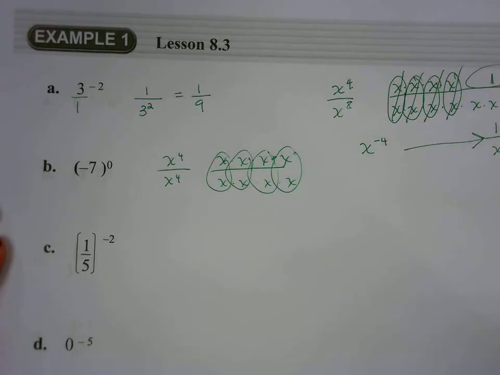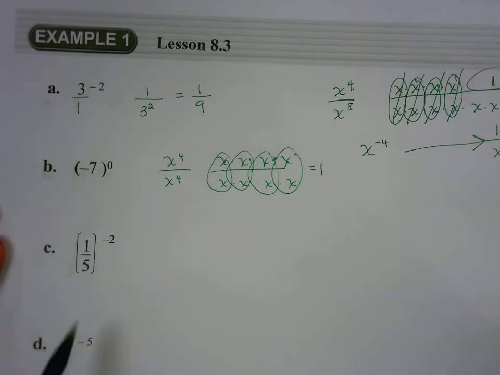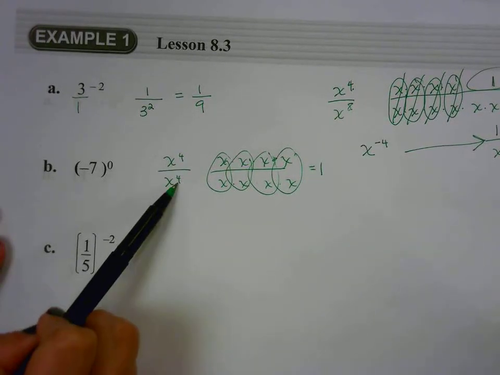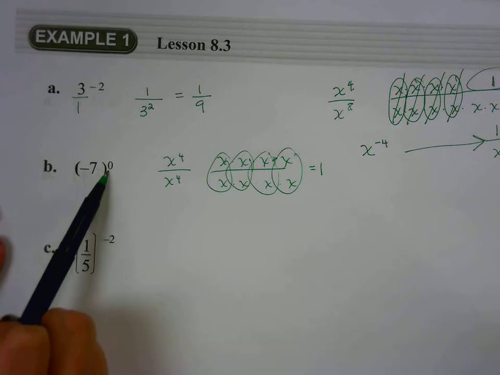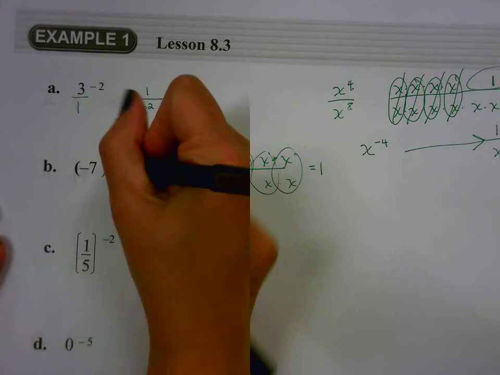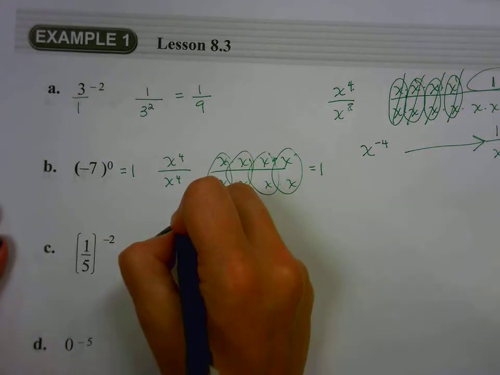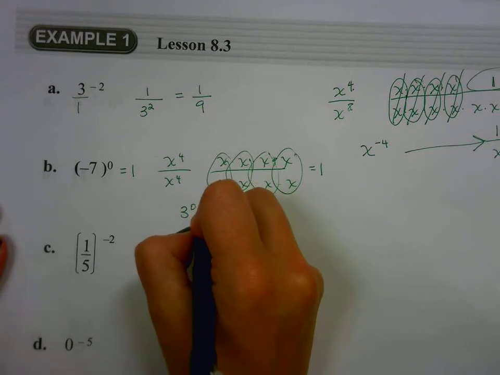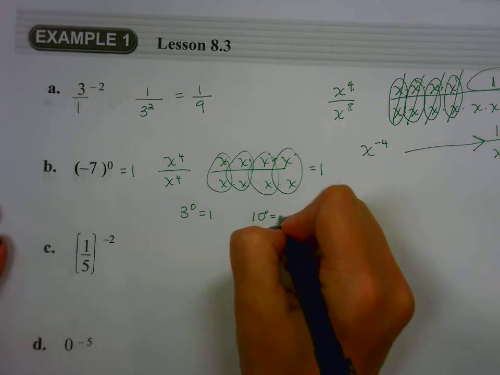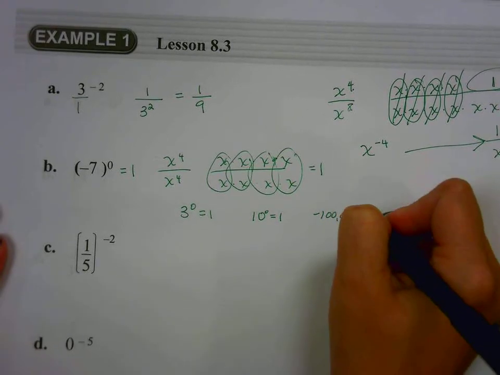And if I look at this, what is 4 minus 4? 4 minus 4 is 0. So anytime I get something to the power of 0, it's going to equal 1 whole every single time. It doesn't matter if I have 3 to the 0, that's 1. 10 to the 0, that's 1. Negative a million to a 0, that is still 1. It doesn't matter what it is. Anything to the 0 power is 1.